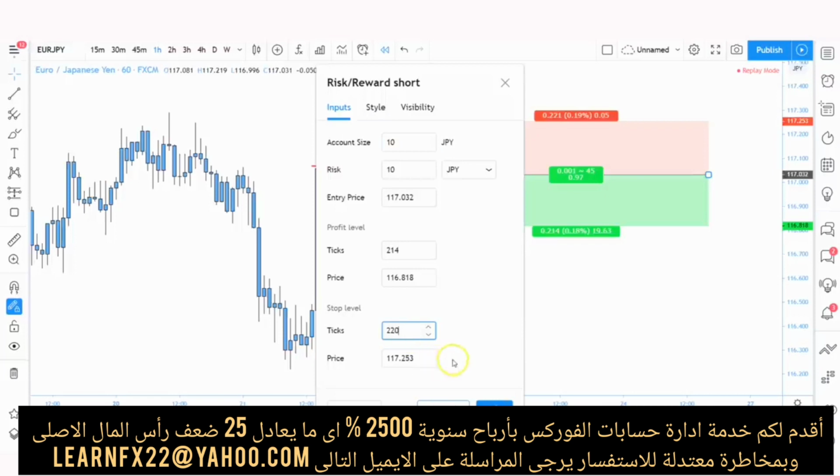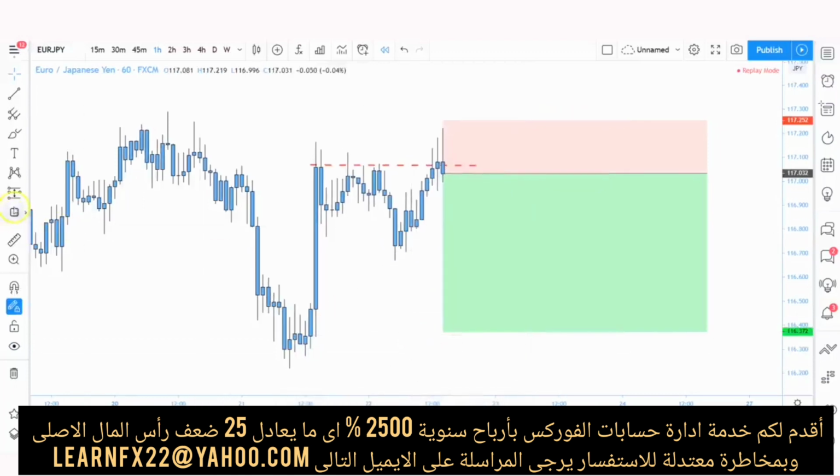So we're going to take a 22 pip stop loss, and we're going to take a 66 pip target on this, so that's a 1 to 3. And how are we going to manage this?